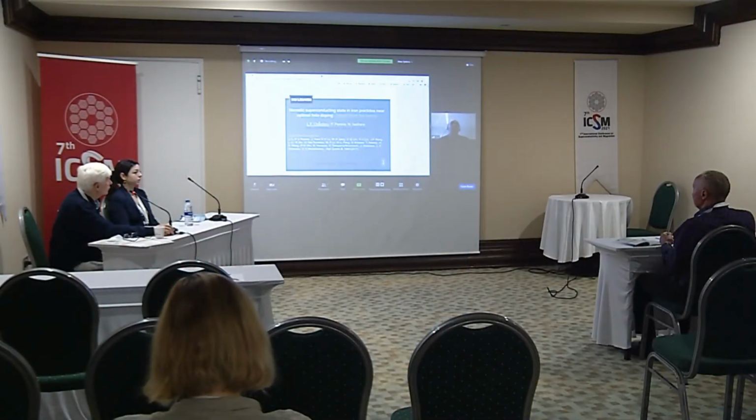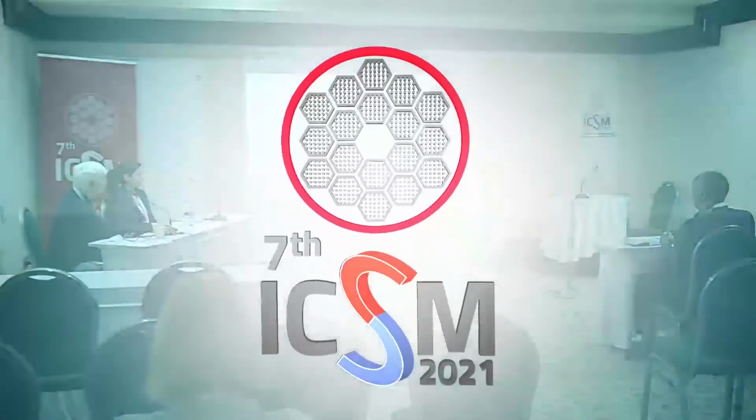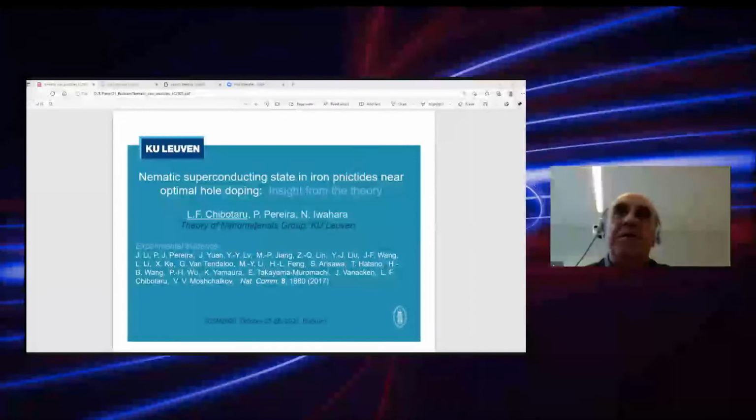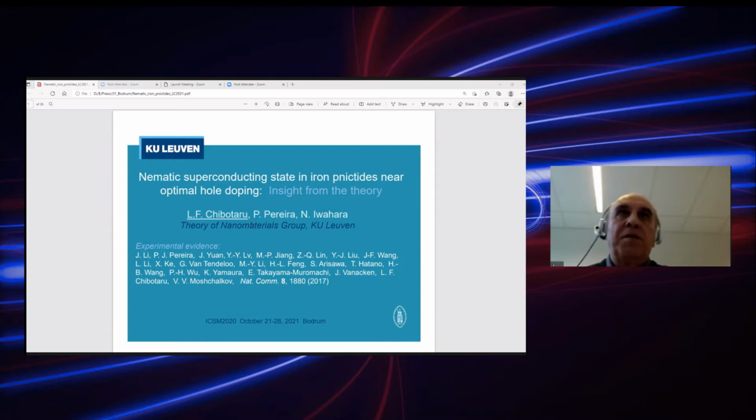I will be speaking about the nematic superconducting state in iron selenide near optimal hole doping. This is a different nematic state from what we usually observe in bulk superconductors. Here we investigate thin films of the 122 compounds, and the difference is that we don't observe the nematic state in the normal phase, but we observe it appearing immediately when we cross the normal-superconducting phase boundary.